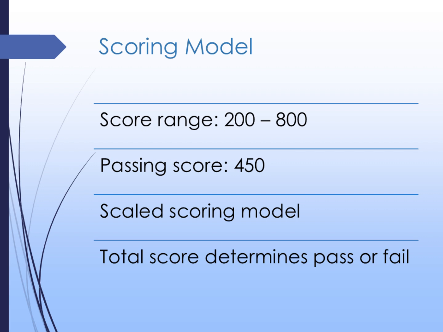You do not need to pass every individual domain separately. Strong performance in one area can help offset weaker performance in another. This is why understanding the domain weightings and focusing on the high-impact topics can significantly improve your chances of success. Ultimately, the scoring model rewards balanced knowledge, risk-based thinking, and the ability to consistently identify the best answer from an auditor's perspective.